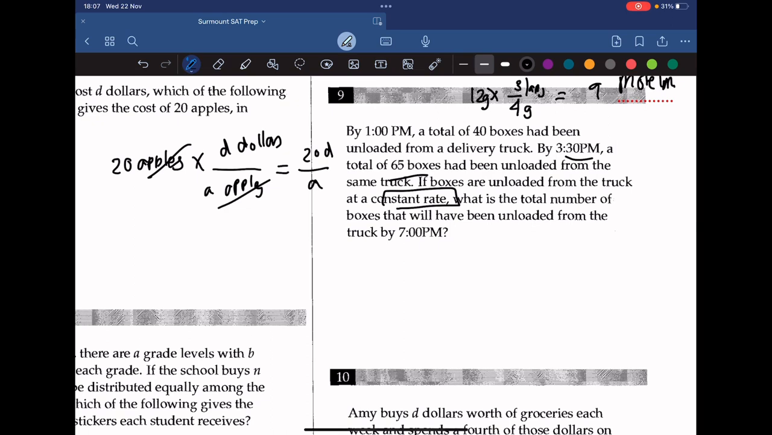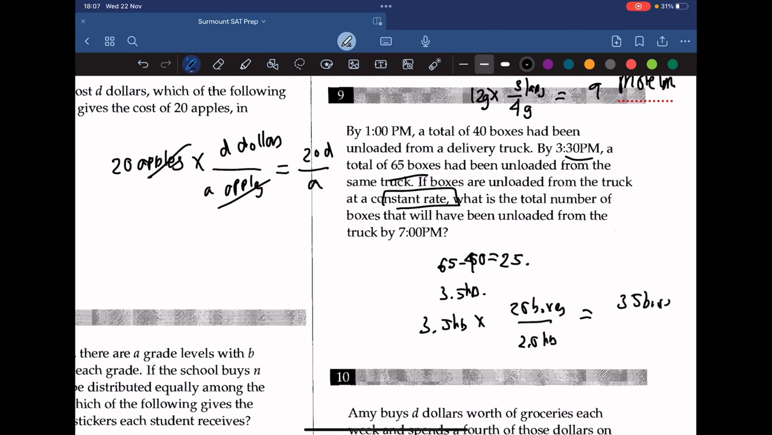Alright, so it took 2.5 hours for 65 minus 40, which is 25 boxes to get unloaded. And there are 3.5 hours from 3:30 to 7 p.m. So in 3.5 hours, we can write 3.5 hours multiplied by 25 boxes over 2.5 hours. And this will give us 35 more boxes that will be unloaded. So that's a total of 65, the initial, plus 35, which will give us 100. So the answer is 100.